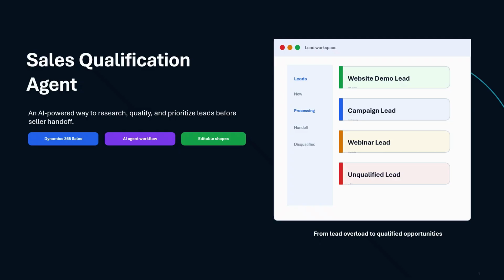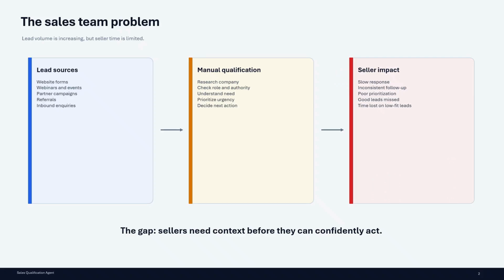The idea is straightforward. Sales teams often receive many leads from different sources, but not every lead is ready for a seller. This agent helps research, qualify, and prioritize leads before they are handed over to the sales team. So instead of sellers spending time on every raw lead, they can focus on leads that have better fit, stronger intent, and clear next steps. Let's first understand the business problem this agent is trying to solve.